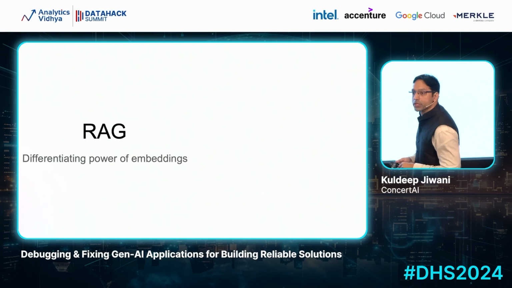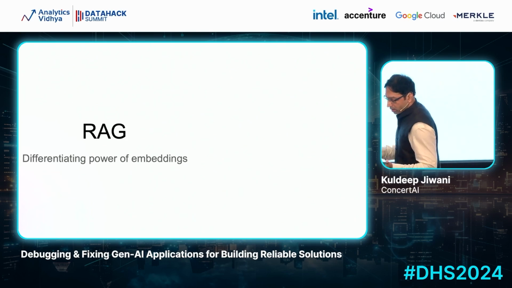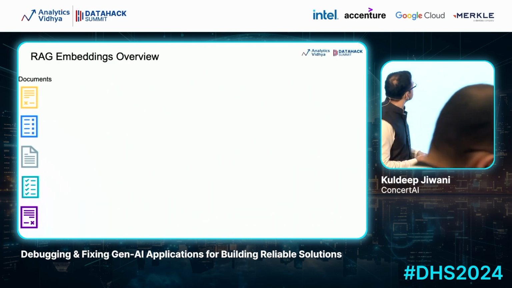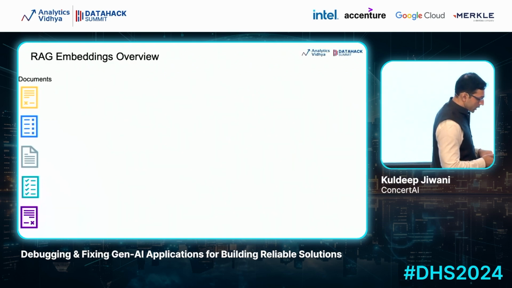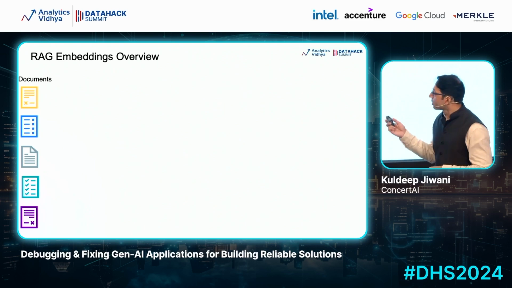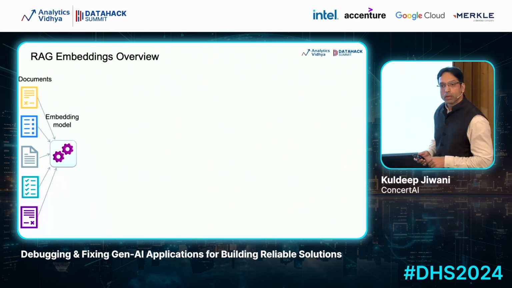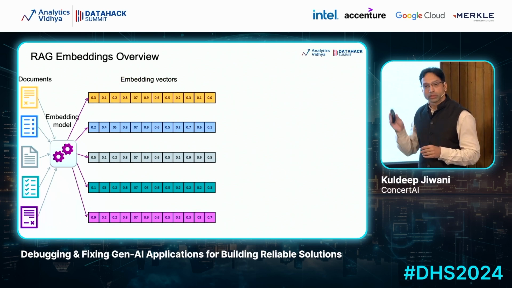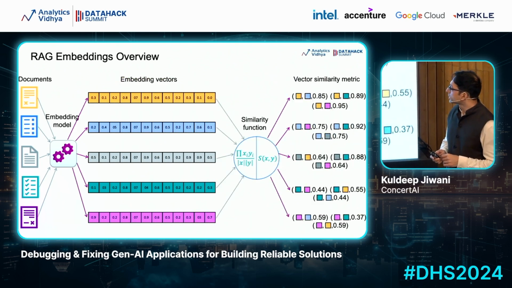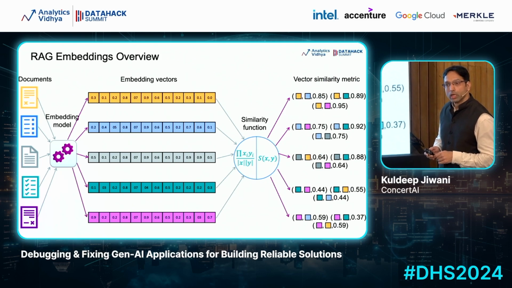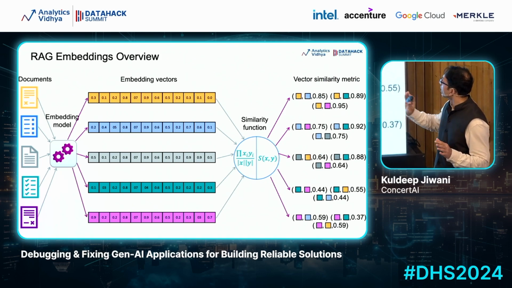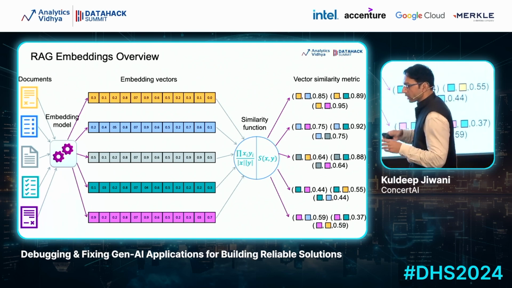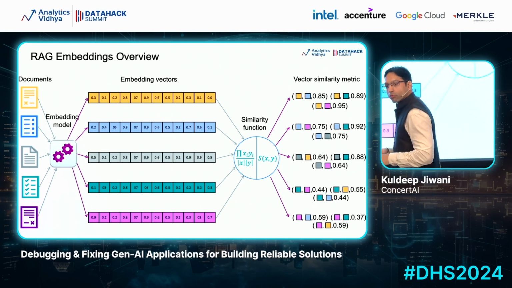Talking about the differentiating power of embeddings. The idea being, if we have these embedding models, how can we judge them? Are we doing the right job or not? Let me give you an overview of how the system works. We have documents, and we give them to an embedding model. That model creates vectors, which are a bunch of numbers. Eventually that goes to some similarity function, be it cosine or whatever. That function gives you a similarity metric, for example 0.85 or 0.89. It will give you a similarity score, whatever function you use.